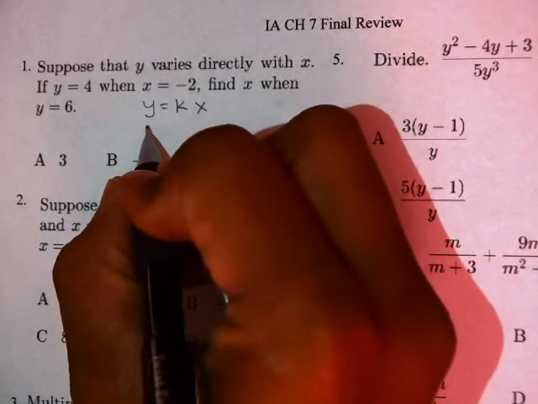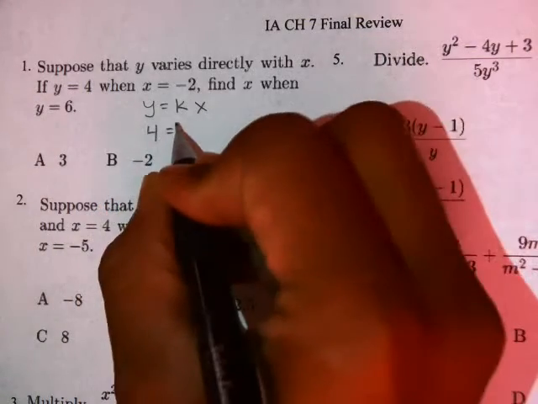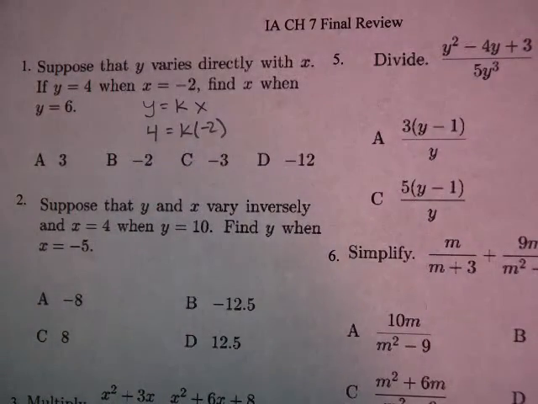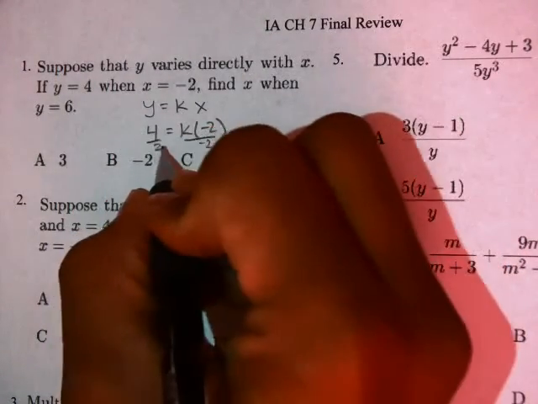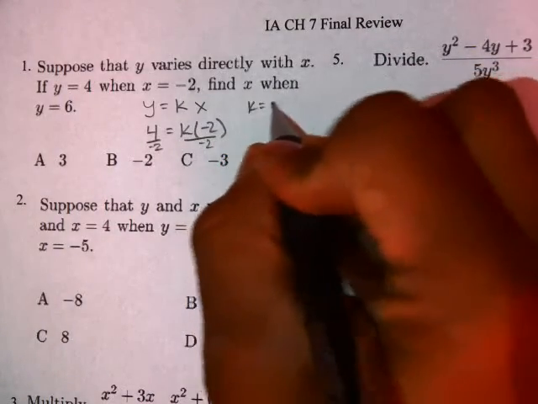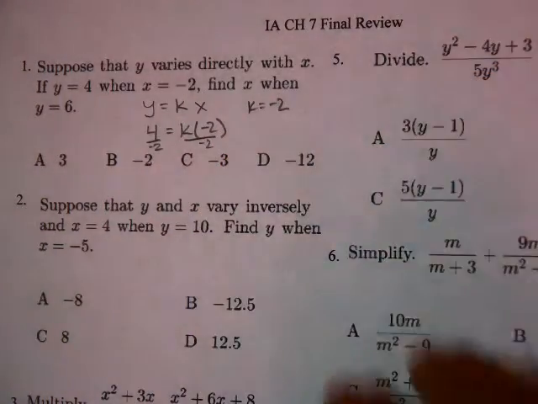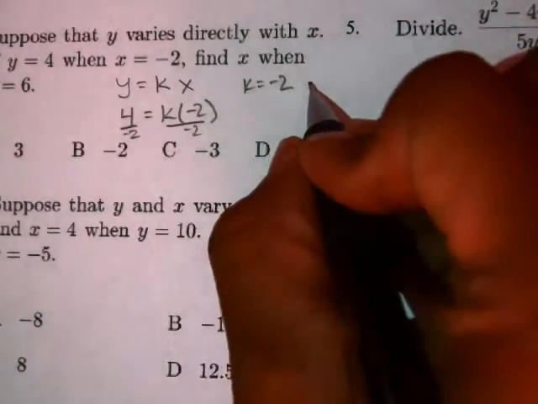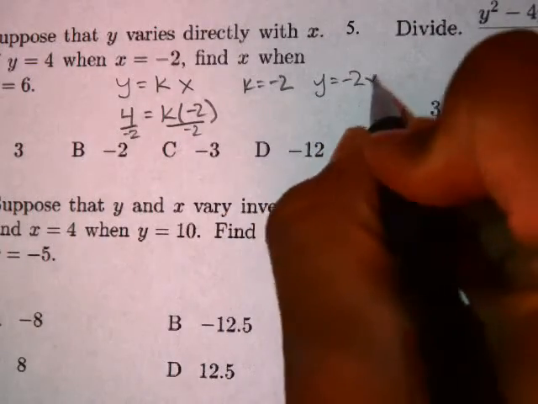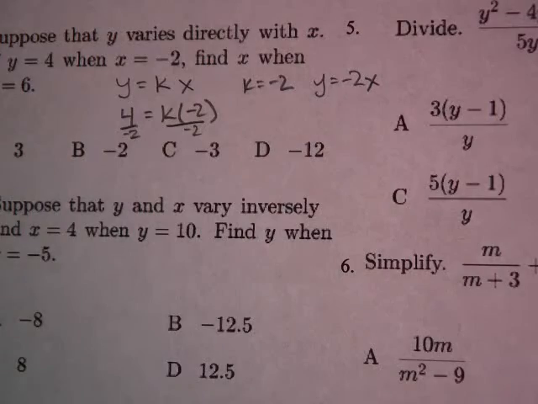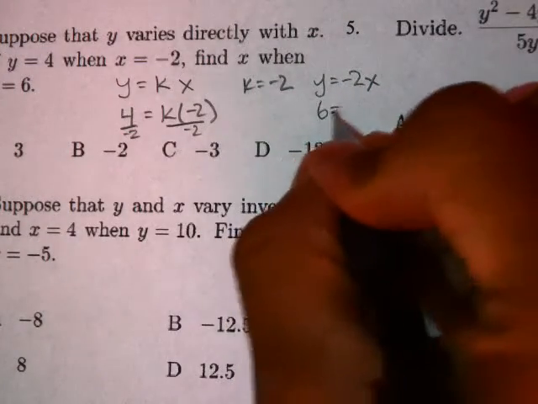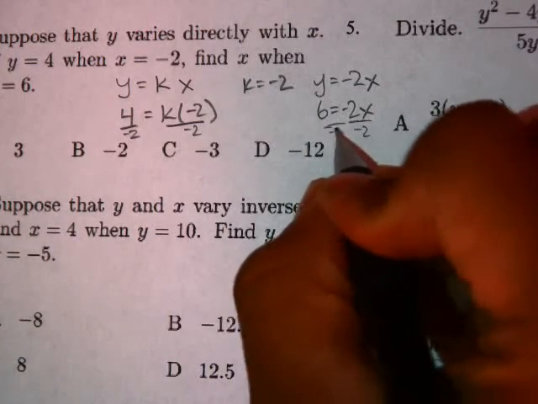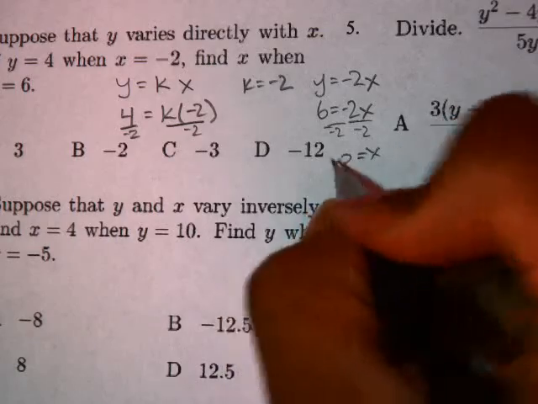So we're going to plug in 4 and negative 2 for y and x so that we can solve for k first. Divide both sides by negative 2. You'll see that k is also equal to negative 2. I'm going to rewrite my direct variation equation as y is equal to negative 2x. Now I can find x when y is 6. So 6 is equal to negative 2 times x. Divide by negative 2, and we'll see that x is equal to negative 3. C.